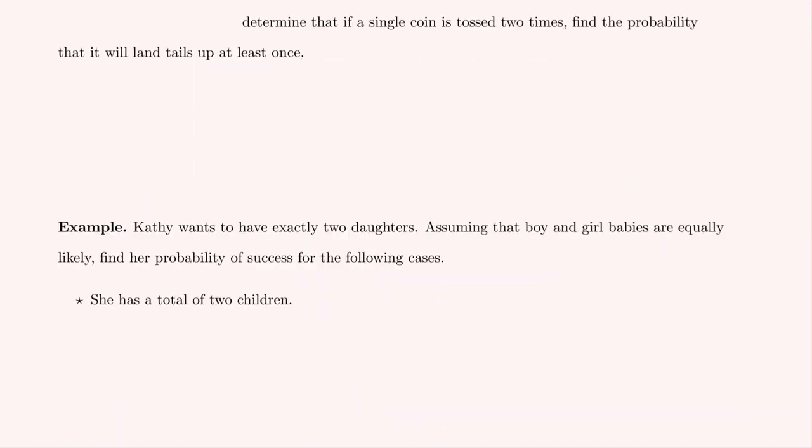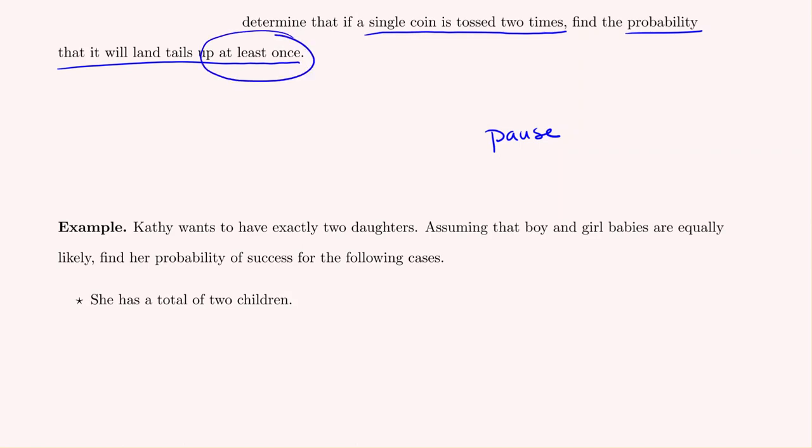Using ideas similar to our last example, I'd encourage you to take a moment and pause the video so that you can determine that if a single coin is tossed 2 times, find the probability that it would be tails up at least once. Pay attention to the phrasing of at least once. I would encourage you to begin by making a diagram as we did before, finding the total number of possible outcomes, and then determining from those how many of those outcomes we are interested in, where tails up occurs at least one time. After you've worked on the problem, unpause to check your work.